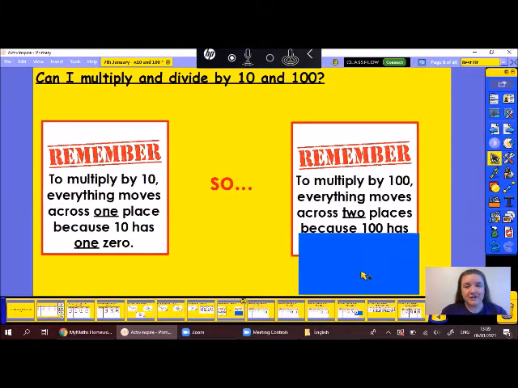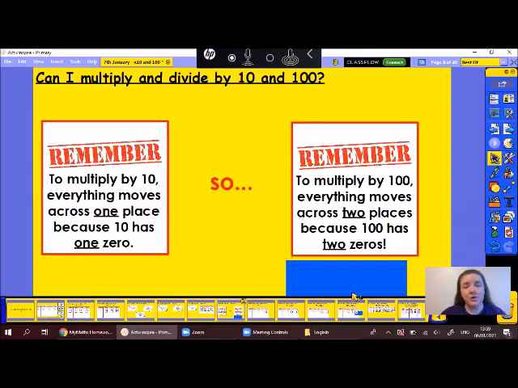That's right, all we have to do is move everything across 2 places because the number 100 has 2 zeros in it. So that's the easy way to remember. We multiply by 10, it moves 1 place. We multiply by 100, it moves 2 places.